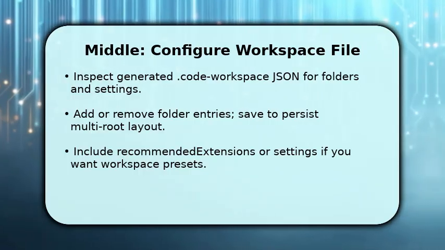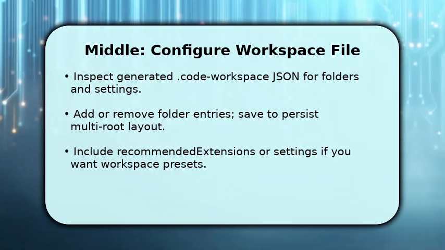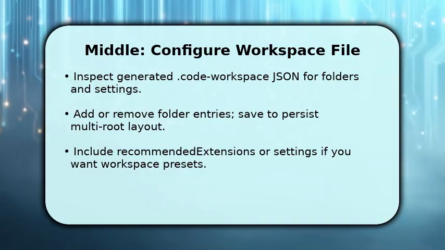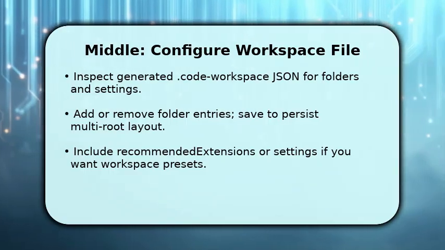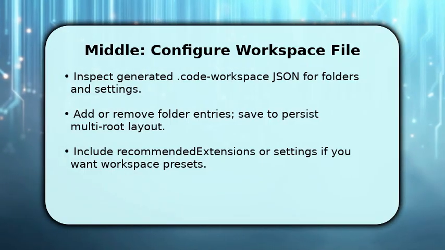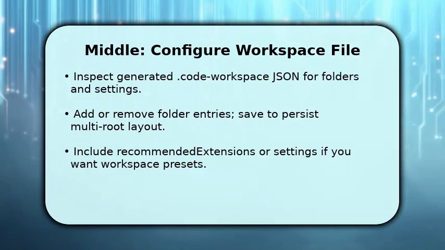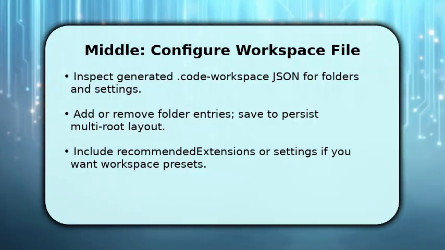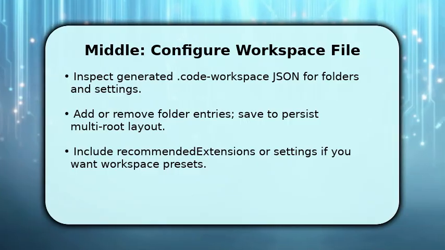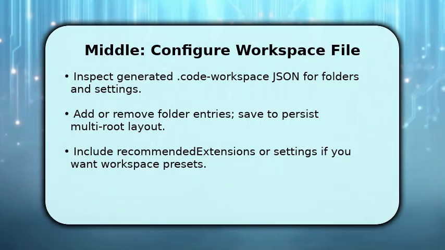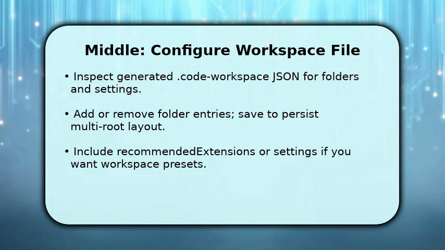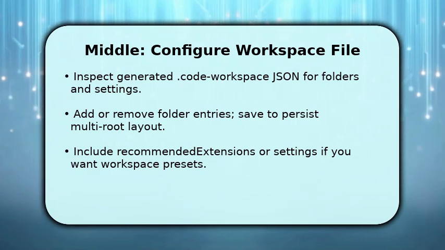The file is JSON. Folders list project roots, settings override user or folder settings, and recommended extensions can pin extensions for collaborators. Make edits to add or remove folder paths, change relative paths for portability, and save the file. After saving, reopen that code-workspace file to confirm your layout. This precise file is what converts an untitled workspace into a repeatable, shareable workspace.